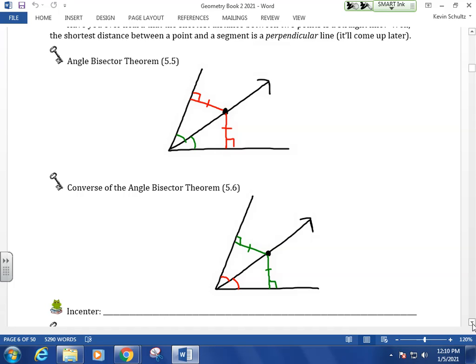What you really have to watch out for, though, in both cases here, is that you have an angle, and you've got something coming out here. You've got your point there, and if you've got something like this and that, and you say they're congruent, that does not mean it's an angle bisector.